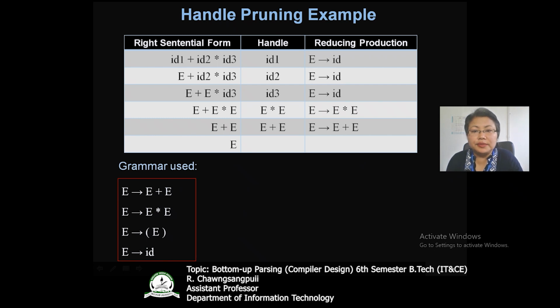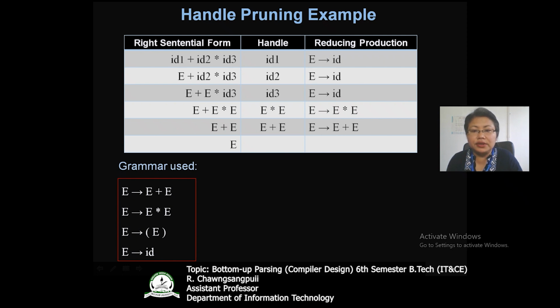Now for the example of handle pruning, these are called the right sentential forms, and these are the handles, and these are the reducing productions. So pruning in the sense that we are going to reduce the production. The grammar which is used here is E can have the form E plus E, E can have the form E into E, E can have the form E within parentheses, and E can have the form ID. The input string which we have is ID1 plus ID2 into ID3.